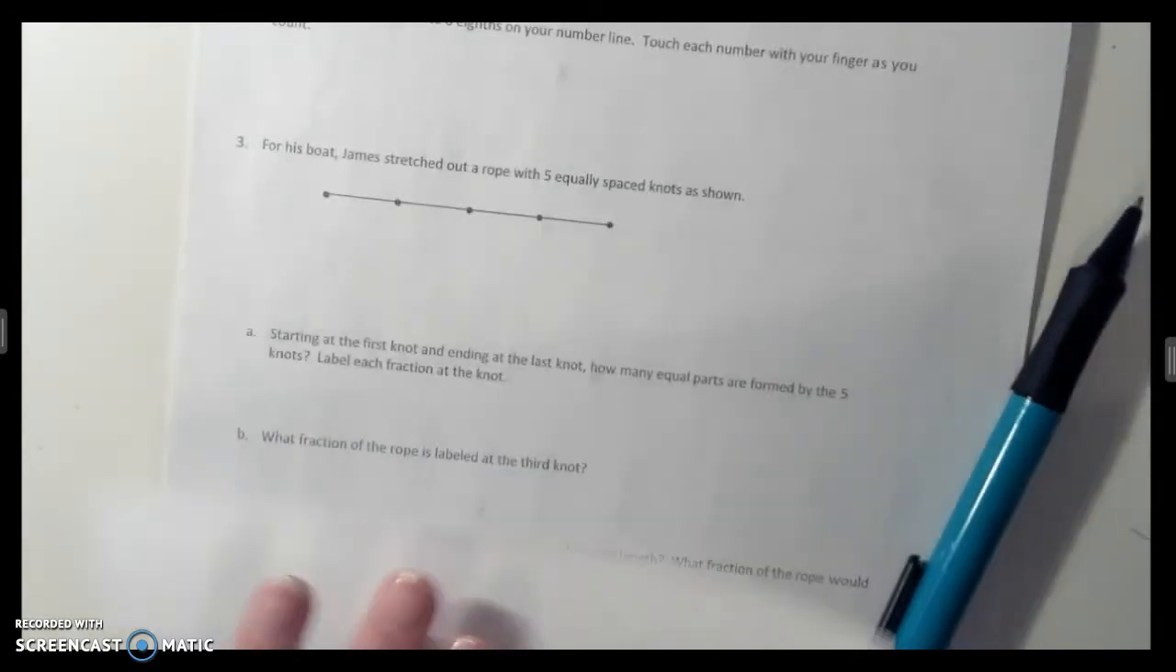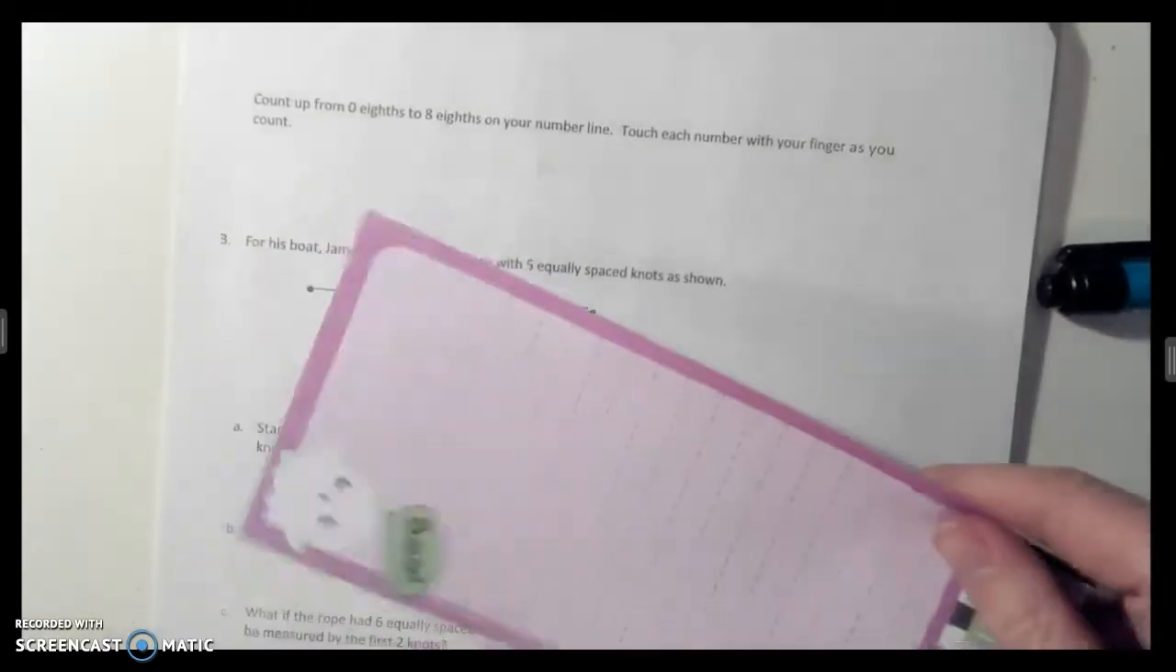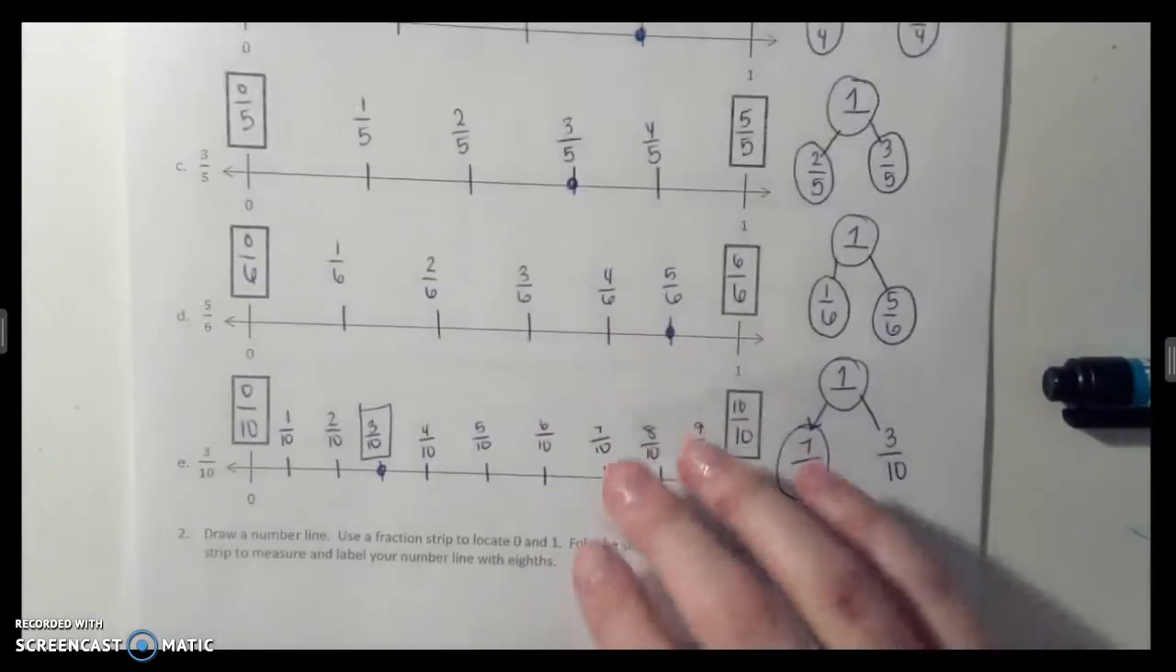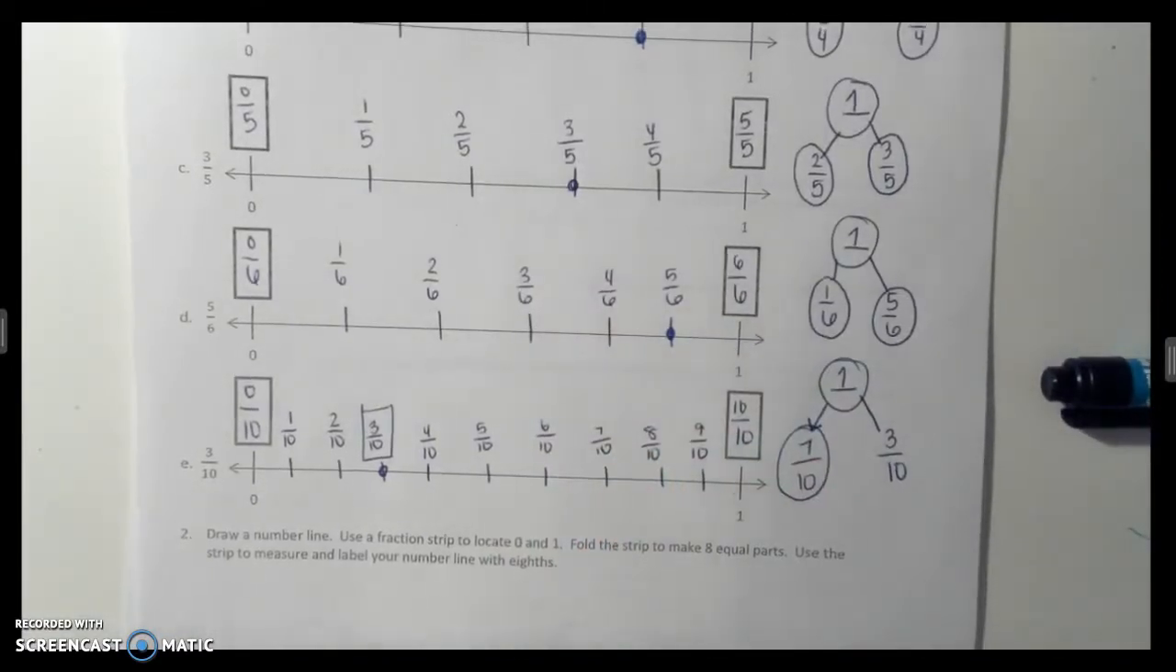Let's see what I can do for a number line. Here we go. Okay, so I have this piece of paper to note how I see purple. And we are going to, first it says, read the directions and do it with you on this side. So it says, use a fraction strip to locate 0 and 1 and fold the strip into 8 equal parts.